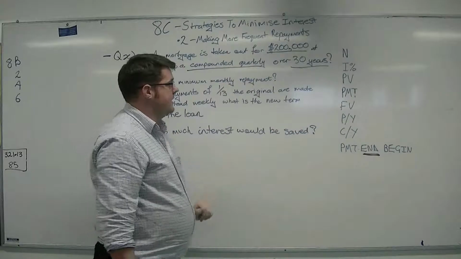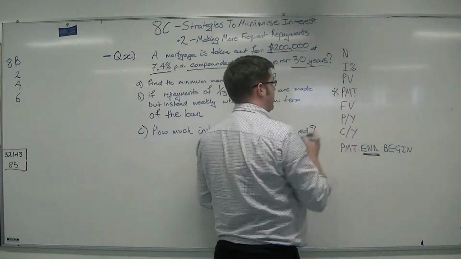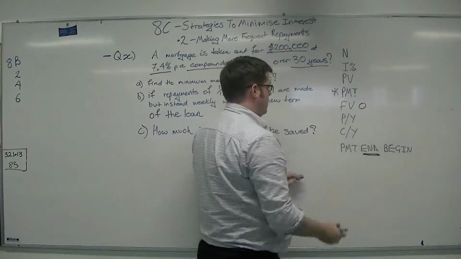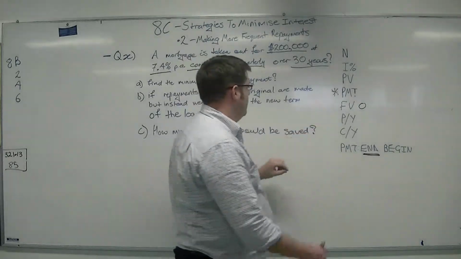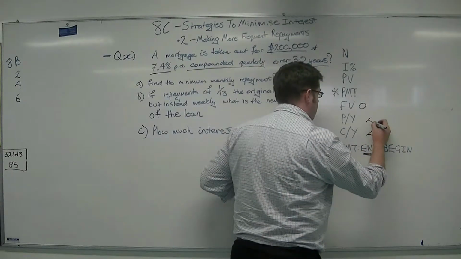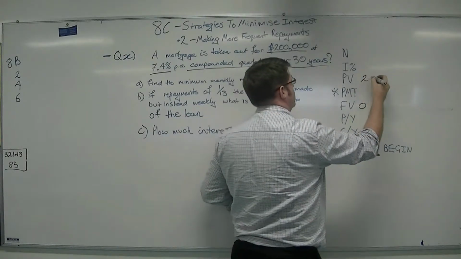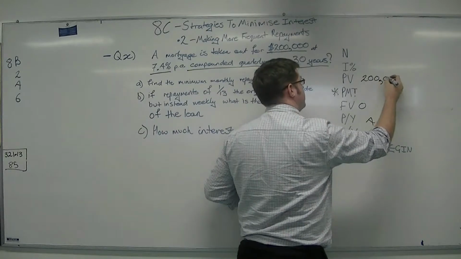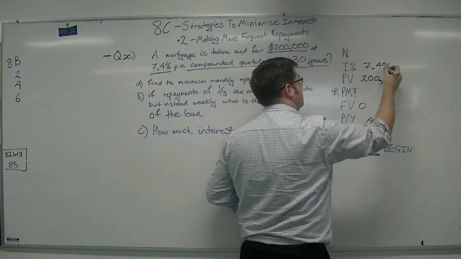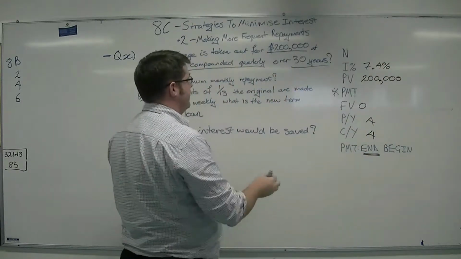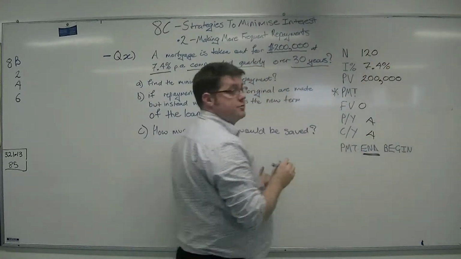So let's populate the values that we're going to need. We're going to find the payment to start with. Future value will be 0. Compounding periods per year and payments per year will actually be 4. Payment, obviously we need to find. The present value of the loan is $200,000 and the interest rate is 7.4%. And the number of periods is 4 times by 30, which is 120.